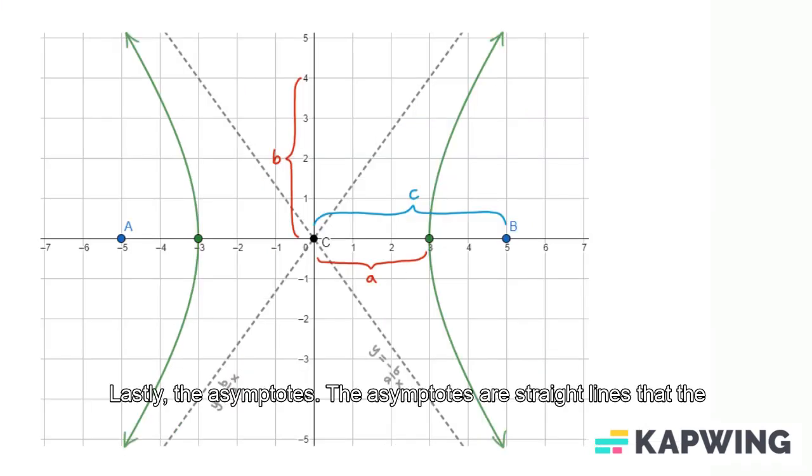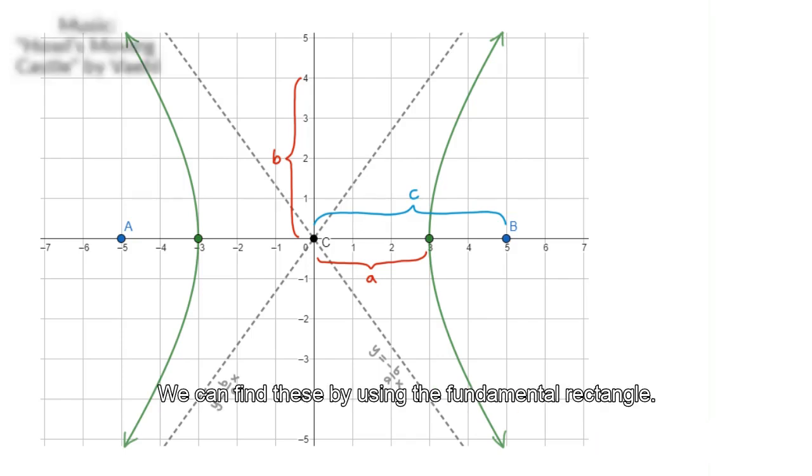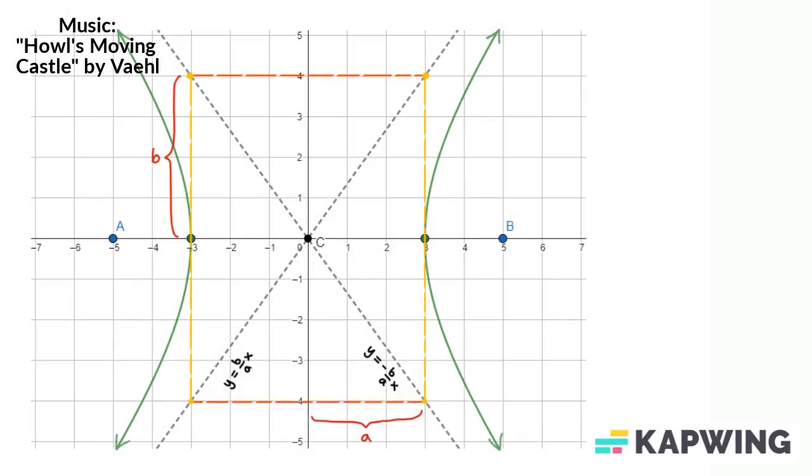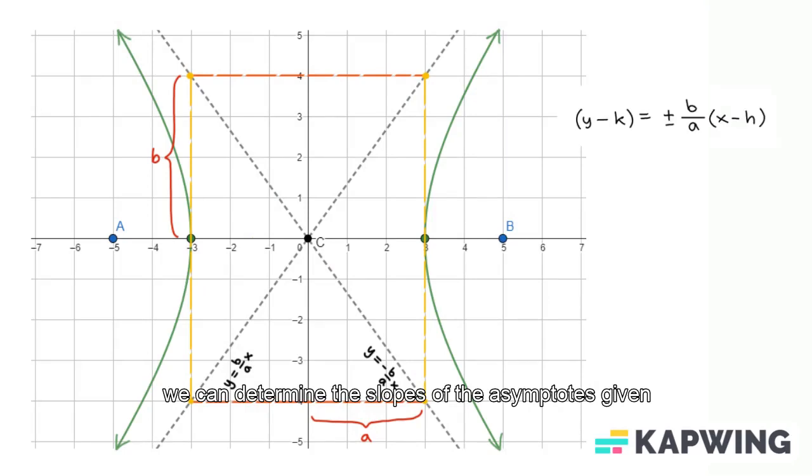Lastly, the asymptotes. The asymptotes are straight lines that the hyperbola approaches as it reaches infinity, yet never touches. We can find these by using the fundamental rectangle. By connecting the opposite corners of the fundamental rectangle, we can determine the slopes of the asymptotes given by the equation y minus k equals plus or minus b times x minus h all over a.